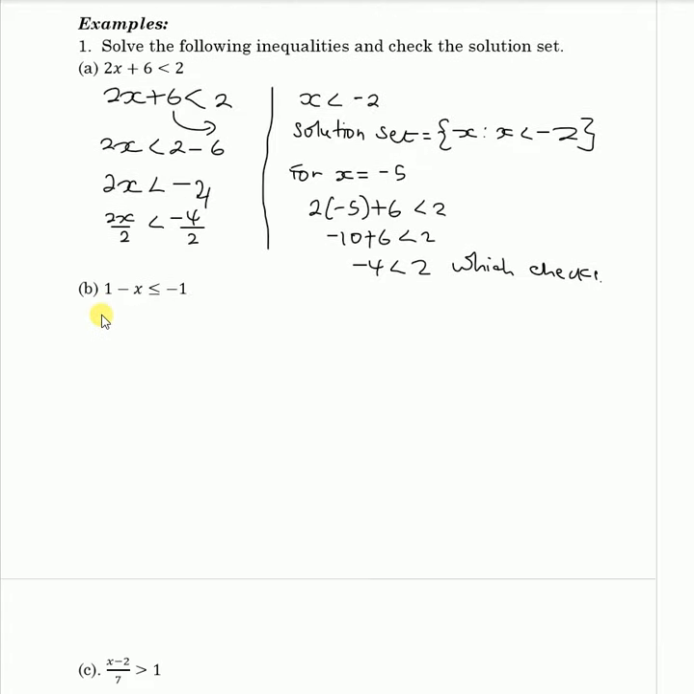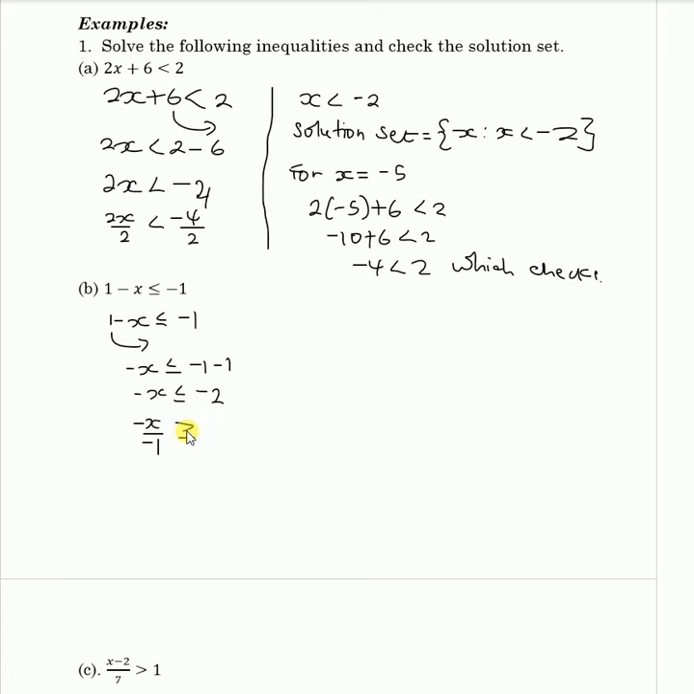The second one is 1 minus x less or equal to negative 1. Let this 1 move to that side and that x remain there. So we have negative x less or equal to negative 1 minus 1. Negative x less or equal to negative 2. And to remain with x alone, we want to get the value of x.